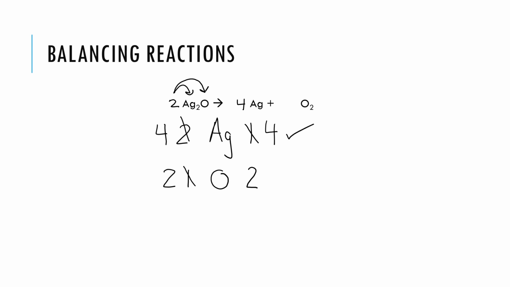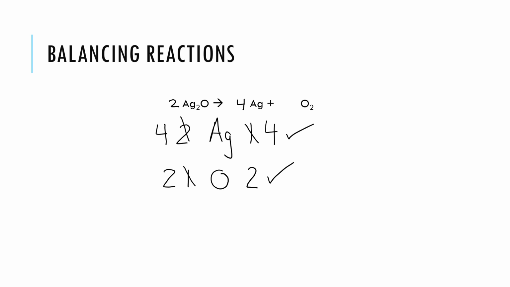Our silvers are balanced. Our oxygens are balanced. This right here is our balanced reaction: 2 silver oxides goes to 4 silver plus 1 oxygen, or 1 O2. Now, in this case, we've balanced our full reaction. All of our atoms are balanced on each side.